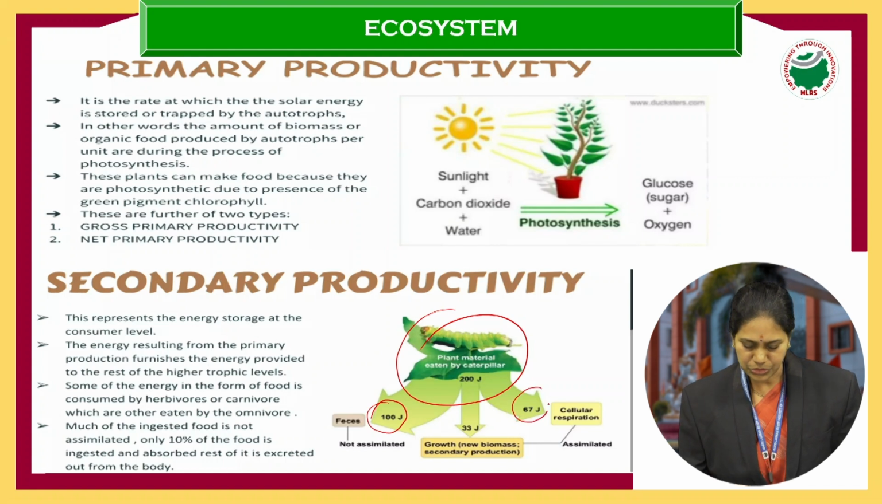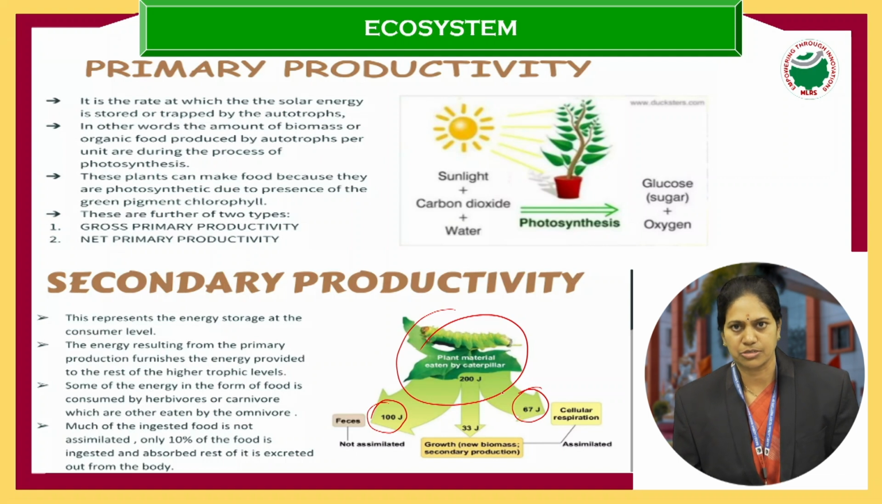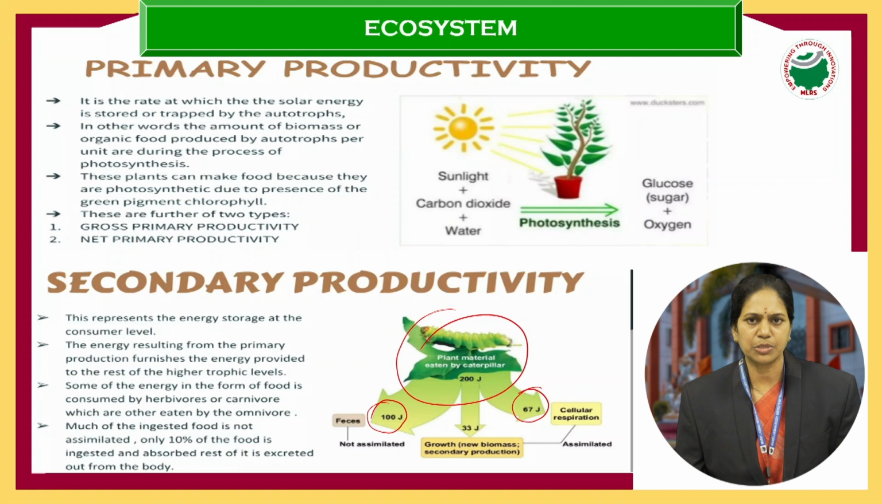Then 67 joules is used in cellular respiration. So out of 200 joules, 100 joules is used for excretion, because all the food we are taking is not absorbed into the body. Most of it is wasted; it goes out of the body. Then 67 joules is used for cellular respiration. Then what is left? 33 joules of energy is left in that particular organism. So that is what we mean by secondary productivity: the amount of energy or food production actually stored in the higher level organisms. That is one example shown here.